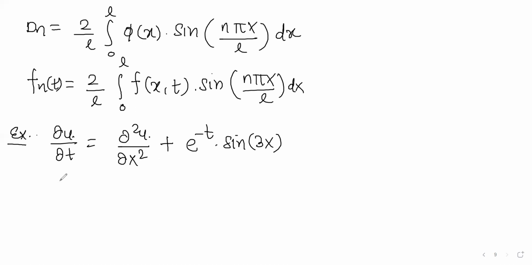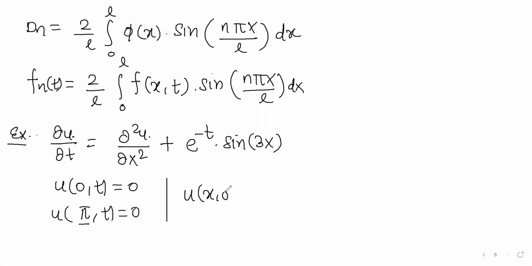Hold on a second, I forgot to write the conditions. So u of 0, t equals 0, and u of pi, t equals 0. Pi is my all-time favorite, because I know that if the length is pi, the pi and pi get cancelled, and that gives a nice equation, which is quite simple to write. And u of x, 0 is my sine x.